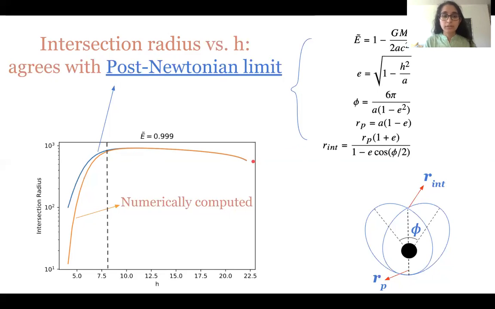In the post-Newtonian region, or for this region, the plots match, which makes sense. And for the region that is the relativistic region, they start to diverge, which would happen because relativity takes over and Newtonian physics can't still be used.